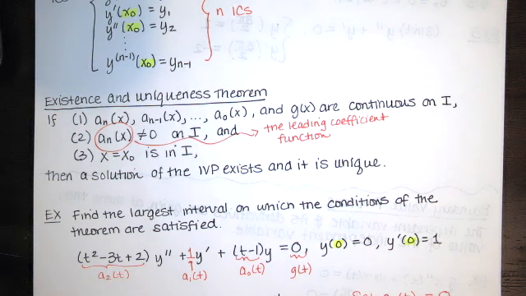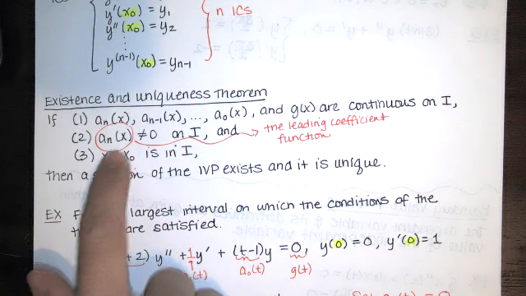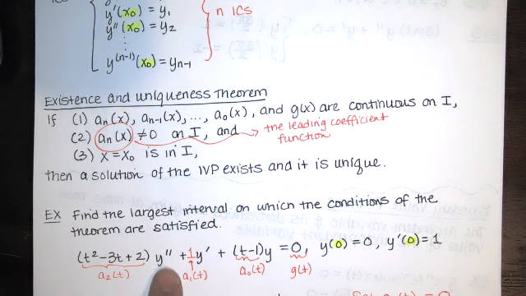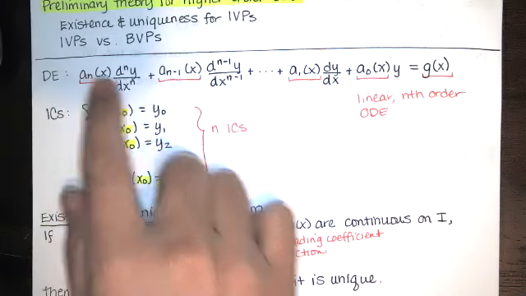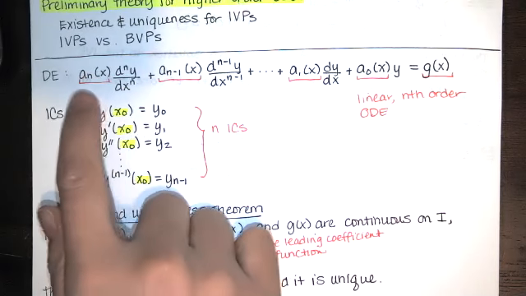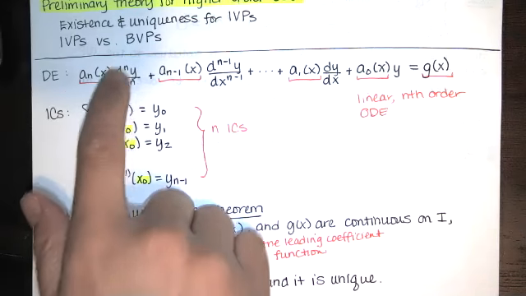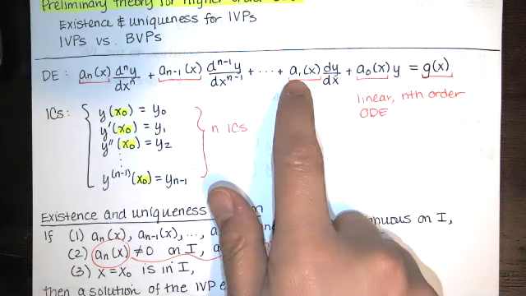But in order to find that interval I, we also need that leading coefficient function to be non-zero. So in our case, n is equal to 2 because that's the highest order derivative in our differential equation. So the coefficient in front of that is denoted a sub 2 of t. So notice here that we've got subscripts on each of these functions. The subscript agrees with the order of the derivative. So if this is the second derivative, that's a sub 2. If it's the first derivative, that's a sub 1.